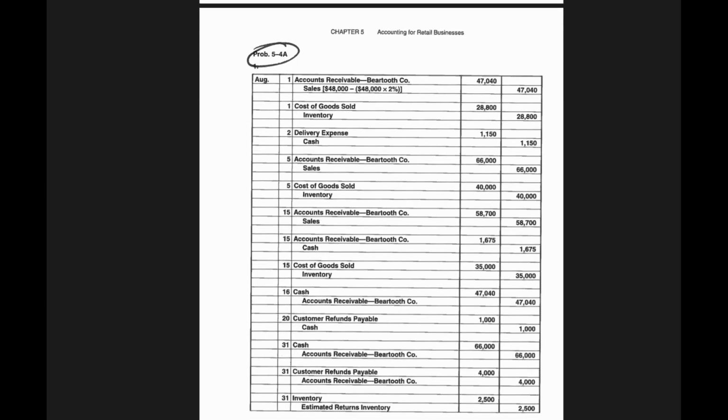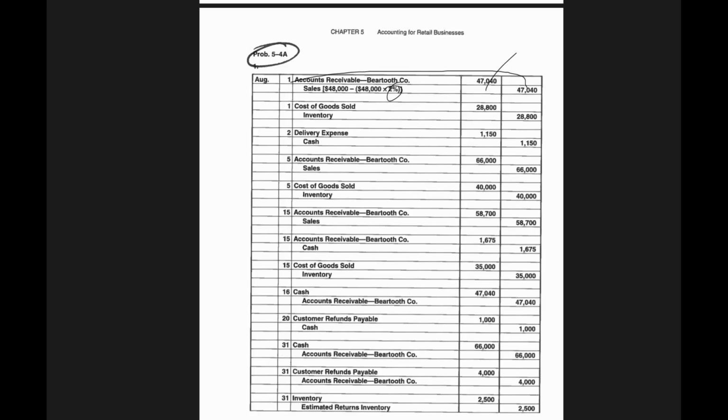Summit Company sold merchandise on account, $48,000. FOB destination, 2/10, n/15. The cost of goods was $28,800. So, again, $48,000. We're going to take our 2% discount as if right away they take it.